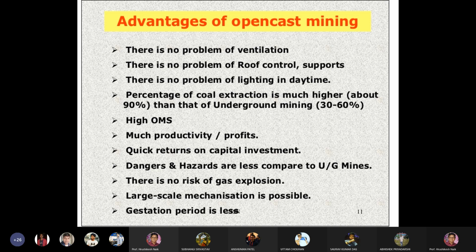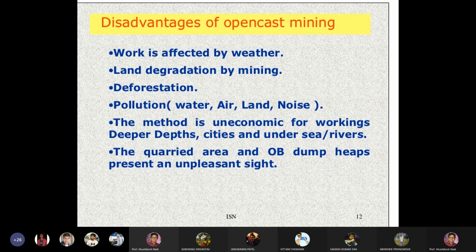Cassation period is less in open cast mines. So these are the advantages you are going to get from the open cast mining methods. And these are some of the disadvantages of open cast mining method.